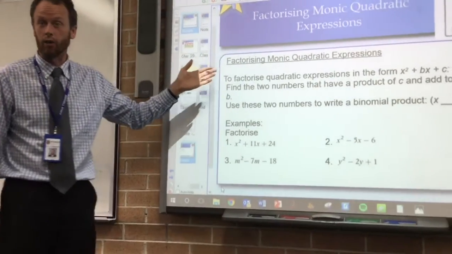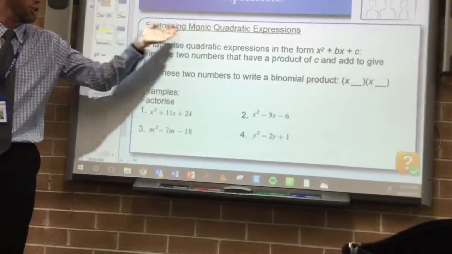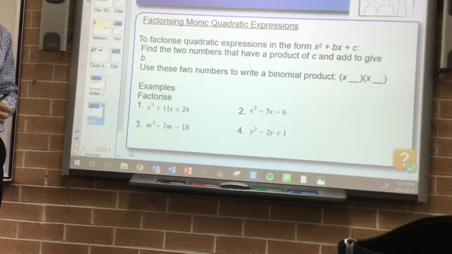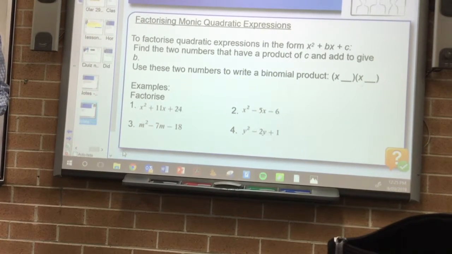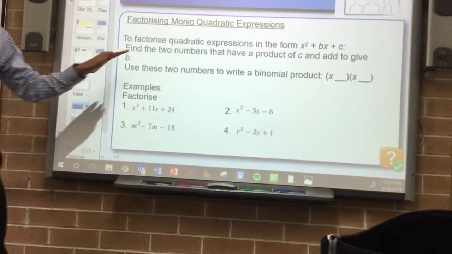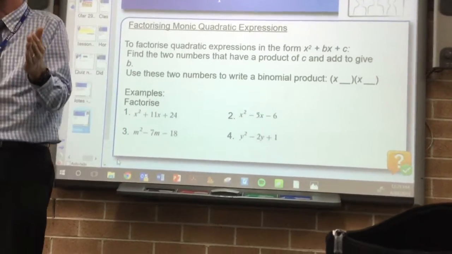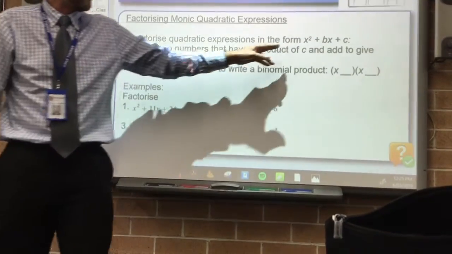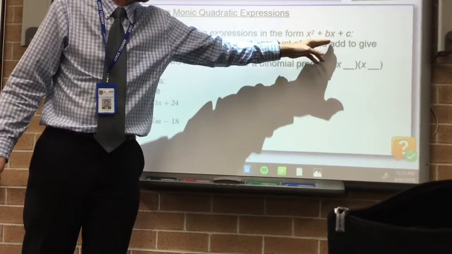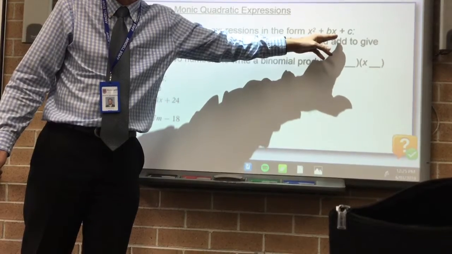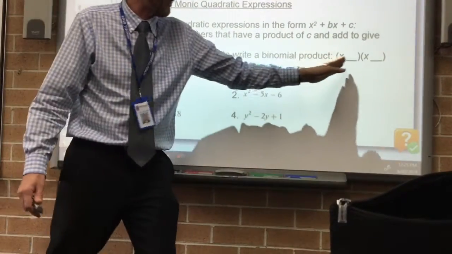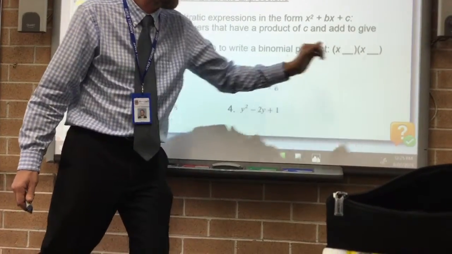These terms look complicated. Factorising monic quadratic expressions. What we're going to be dealing with is the reverse of the expansion of binomials. If we've got an equation in the form x squared plus bx plus c, we want to be able to go back so that it ends up in brackets, something like this.